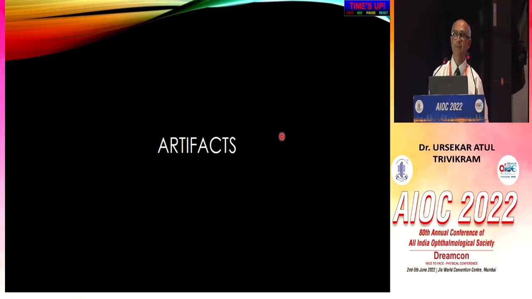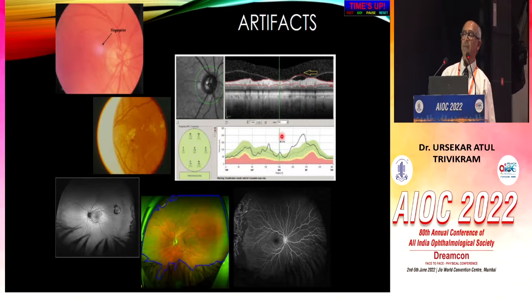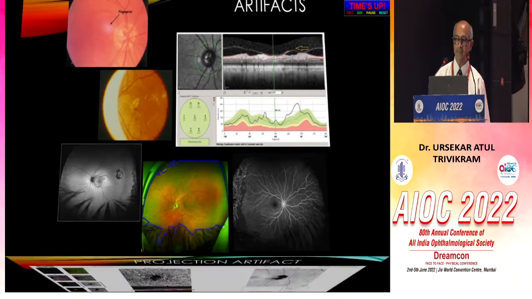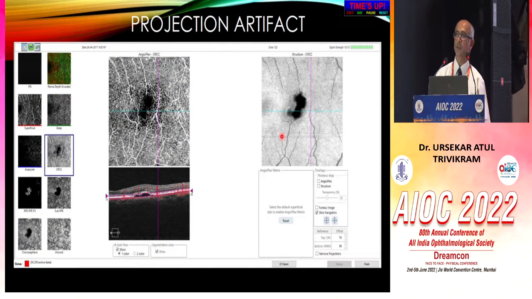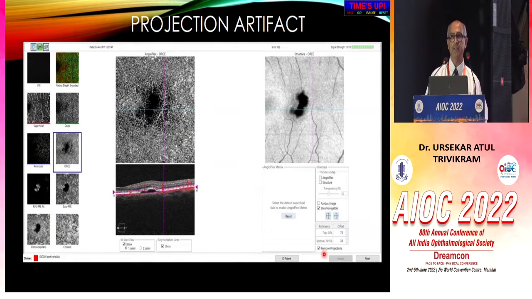Of course, artifacts are present, but in which form of imaging is there no artifacts? Practically every form of imaging, whether it is conventional photography or wide-angle photography, artifacts are present. Just a few points. The most common artifact is projection artifact, where you have an overlay of the superficial vessels, but the software allows you to remove the artifacts, and very often just by clicking that, you can remove the artifact and identify the vessel flow in precisely the area that you are segmenting.